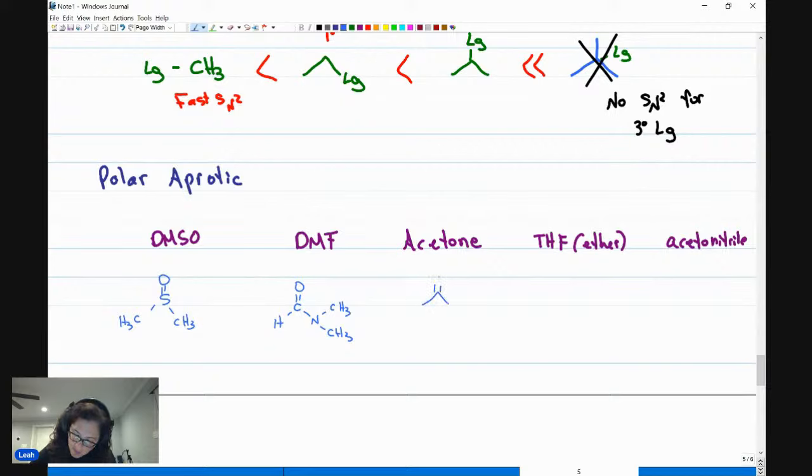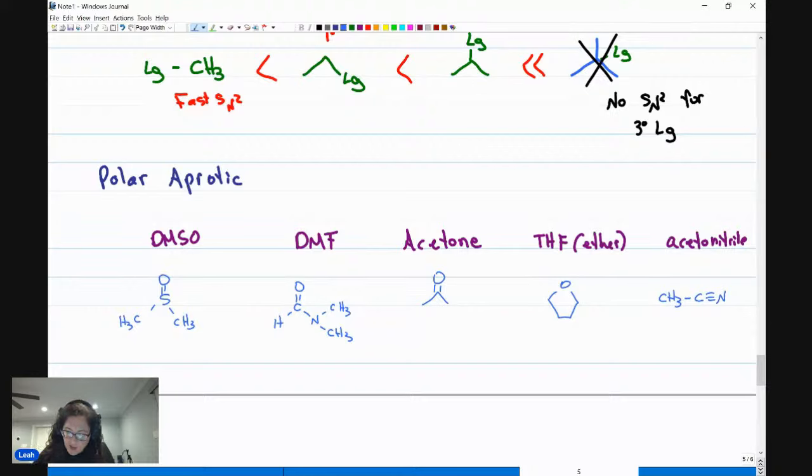Acetone is just a small ketone. THF is tetrahydrofuran, it's just a cyclic ether. And acetonitrile is an acetonitrile, like that. So all of these have some polarity with that oxygen or the nitrogen, but no protic hydrogens, no hydrogens capable of hydrogen bonding, meaning they are very bad at stabilizing a positive charge.